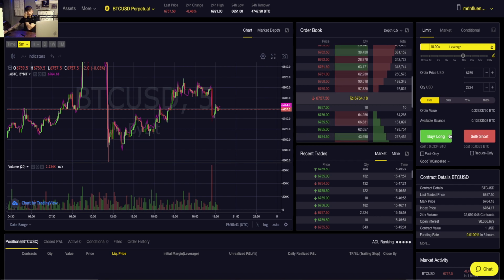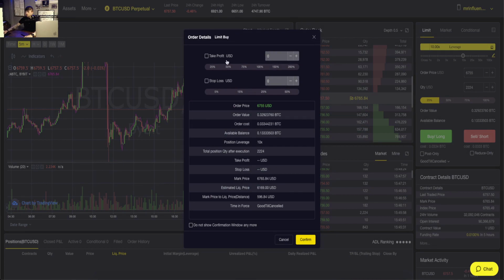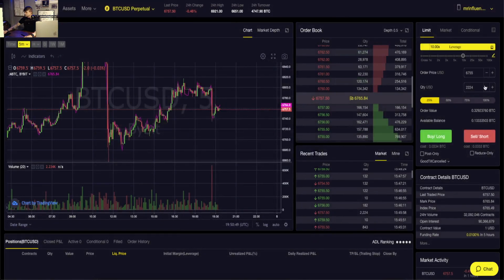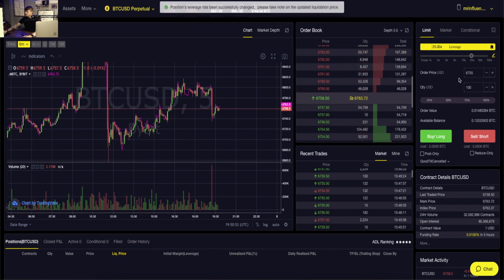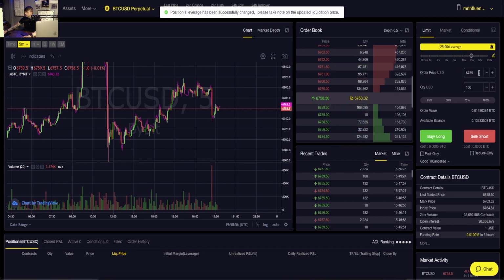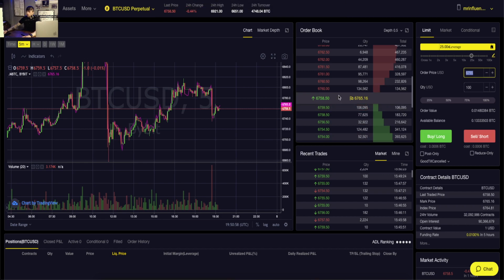Buying. Now buying long, same thing. Let's say you want a long, let me just do a smaller amount. Let's say we want a long 25x leverage. So we would choose, and when we're buying long, you want to look at the sell book. So I mean the buy book, I mean the sell book. Yes, I'm sorry, I was right the first time.